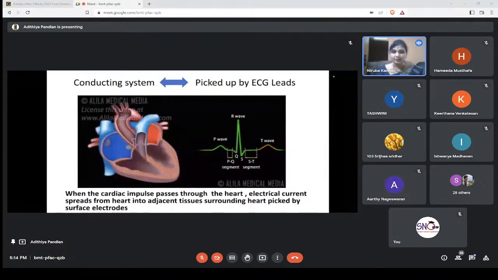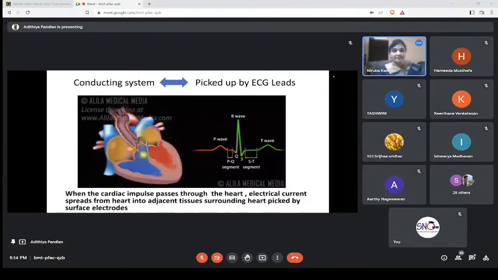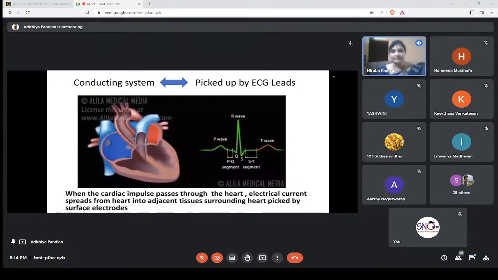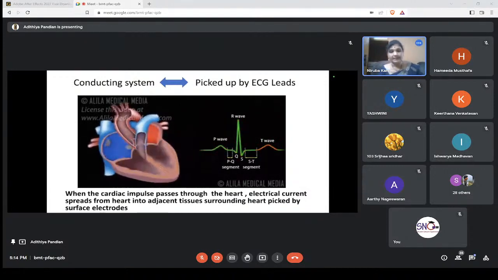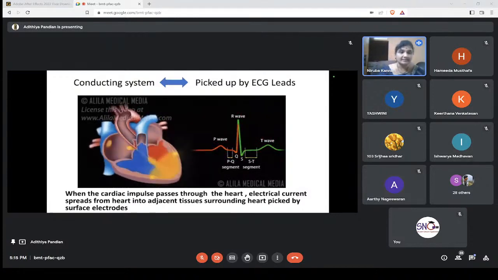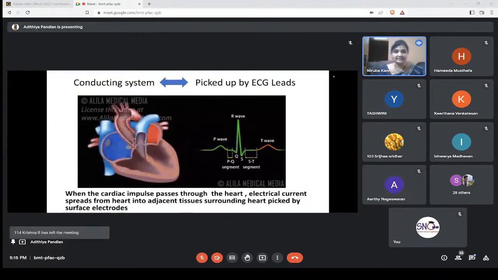Why doesn't the current pass directly from atrium to ventricle? Because the atrioventricular tissue there is already a fibrous bundle. The atrioventricular bundle itself is a tissue which cannot conduct it. So always all the impulse passes through the AV node, and then it comes to the ventricle. The next slide, please.